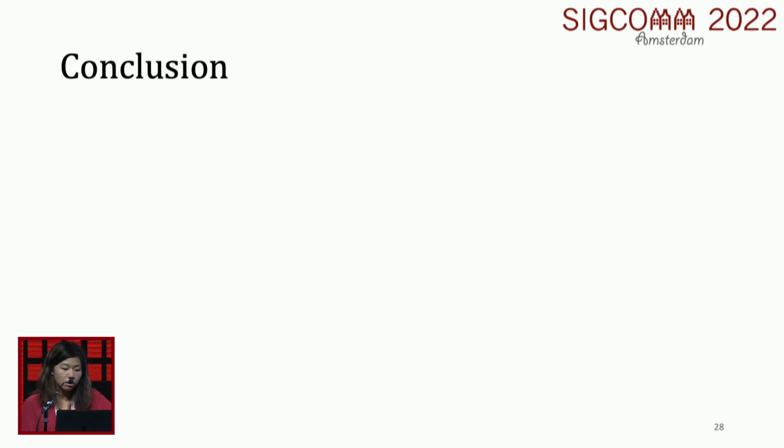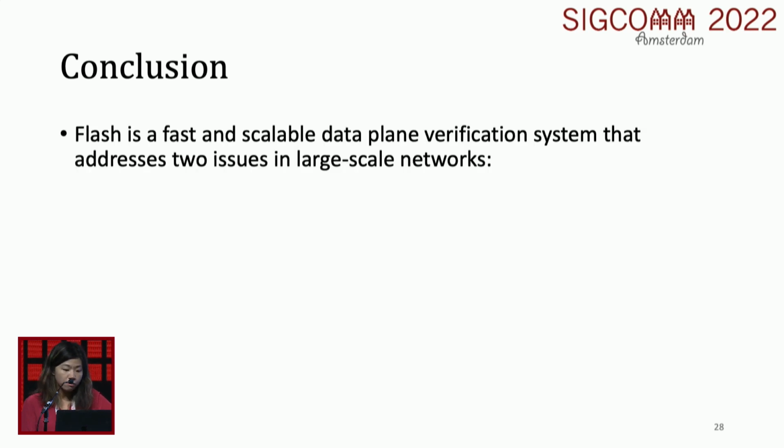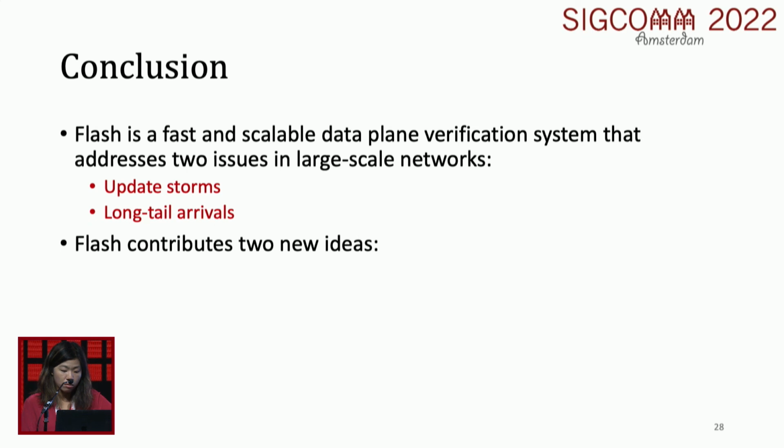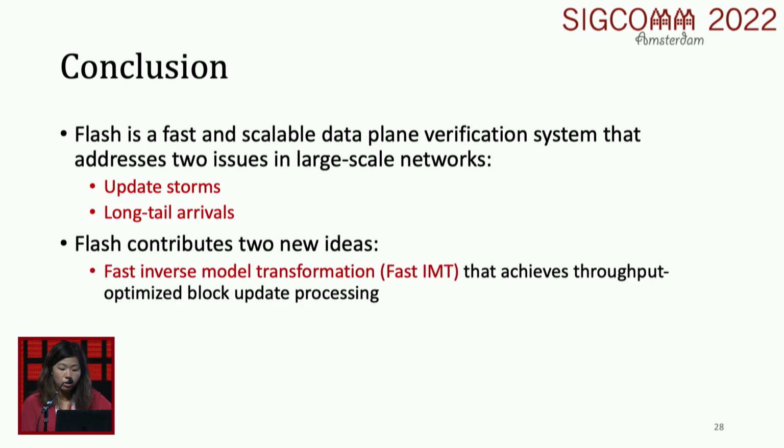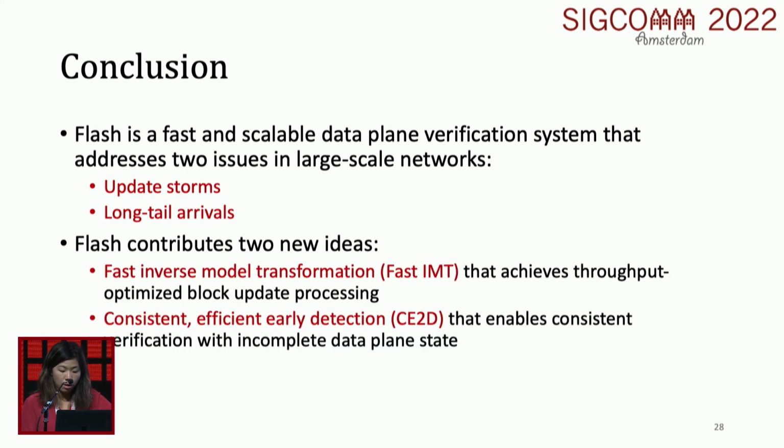So to conclude, today I presented Flash. It is a fast and scalable data plane verification system that addresses 2 issues for practical data plane verification: update storms and long-tail arrivals. And we contribute 2 new ideas to solve these 2 problems. Thanks, and I'll take questions.